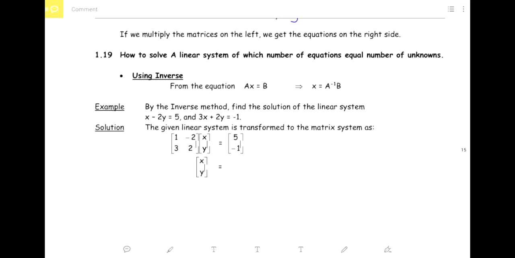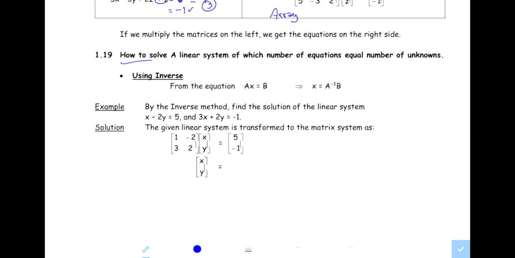Next, I'm going to teach you how to solve a linear system which has the number of equations equal to the number of unknowns. What's the meaning of that? Let's see this. You have equation 1 and equation 2, so the number of equations is 2. How about the number of unknowns? Unknowns are things that you don't know. You have unknown x and unknown y, so two unknowns. This is two equations, two unknowns.